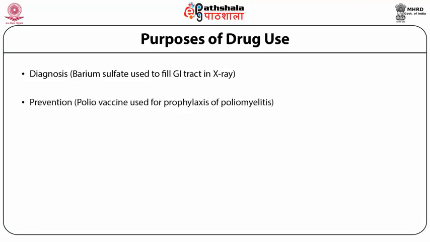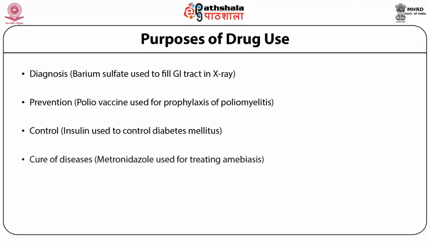Next is prevention, where we have vaccine programs, for example polio vaccines used for prophylaxis of polio. Another purpose of drug use is control, where for example insulin is used to control diabetes. And finally, we all know the cure of diseases. For example, a drug we commonly use is metronidazole, used for amoebiasis treatment.